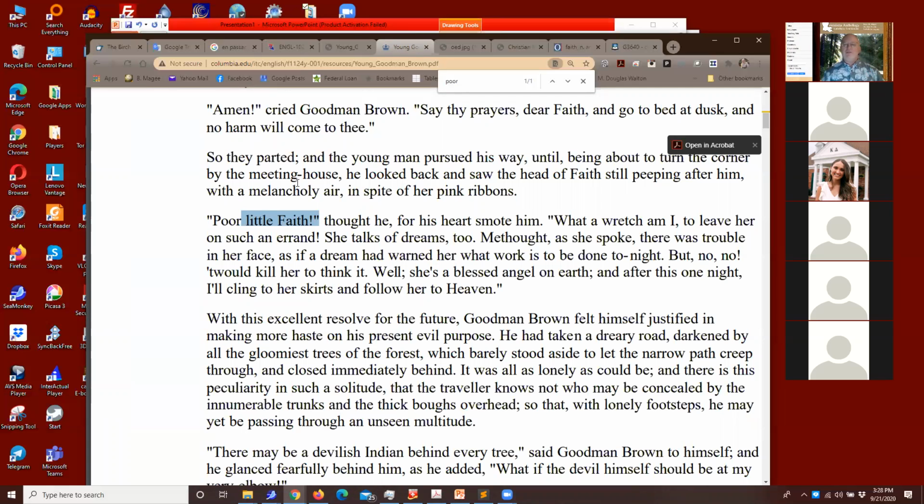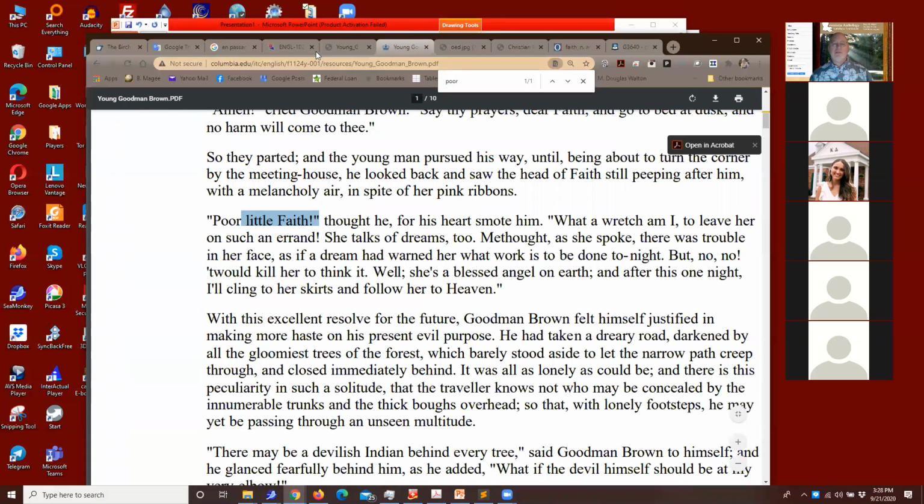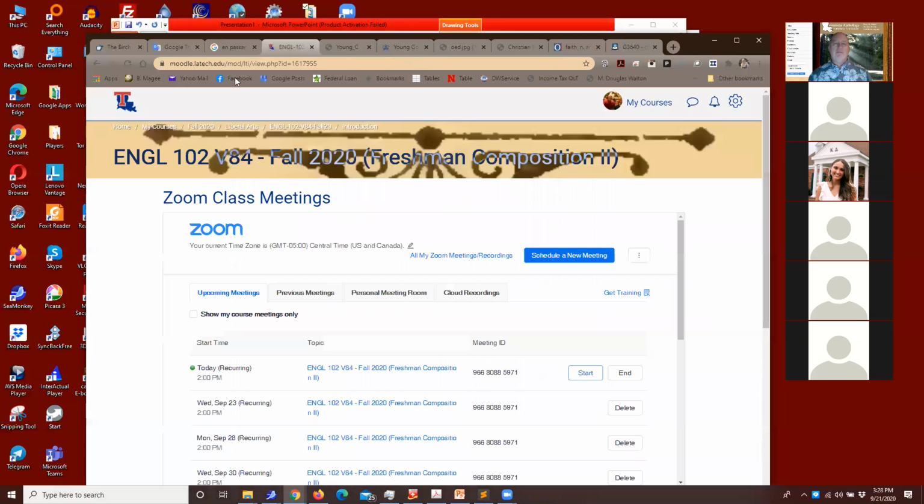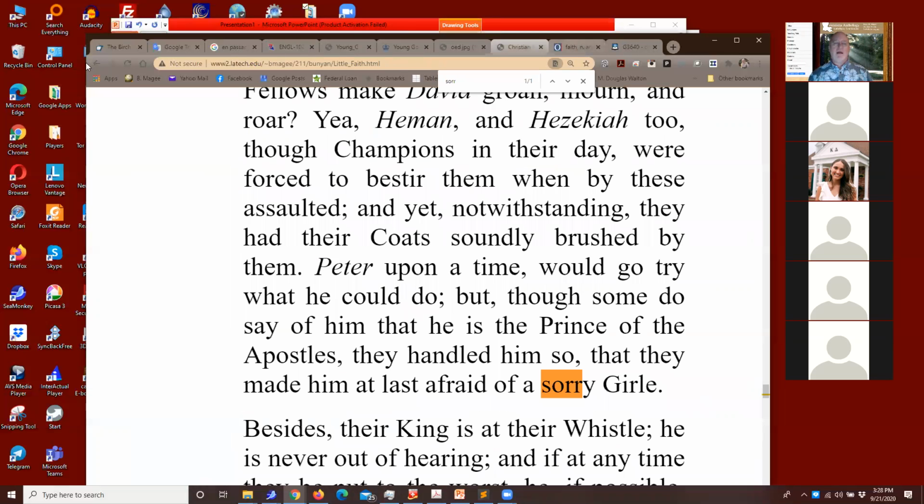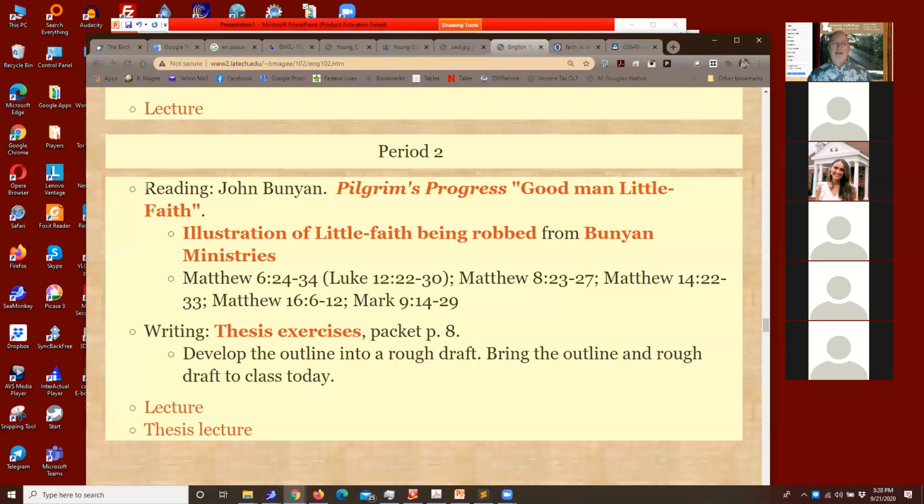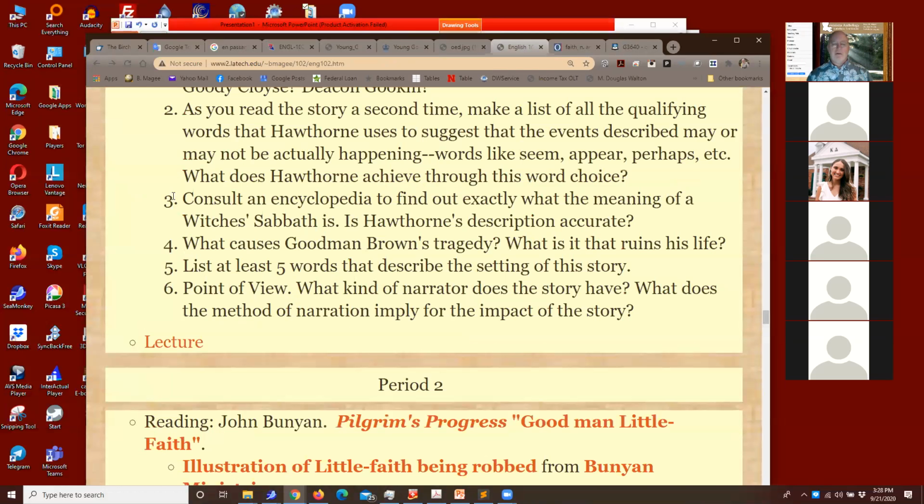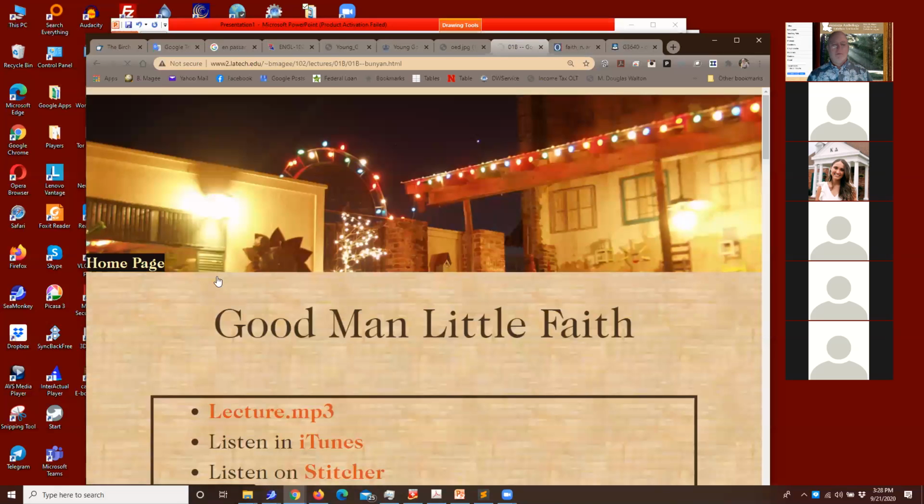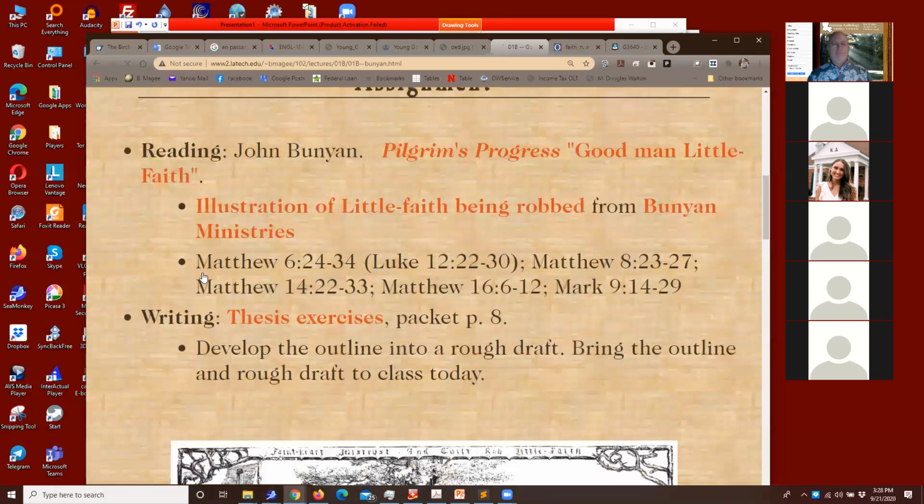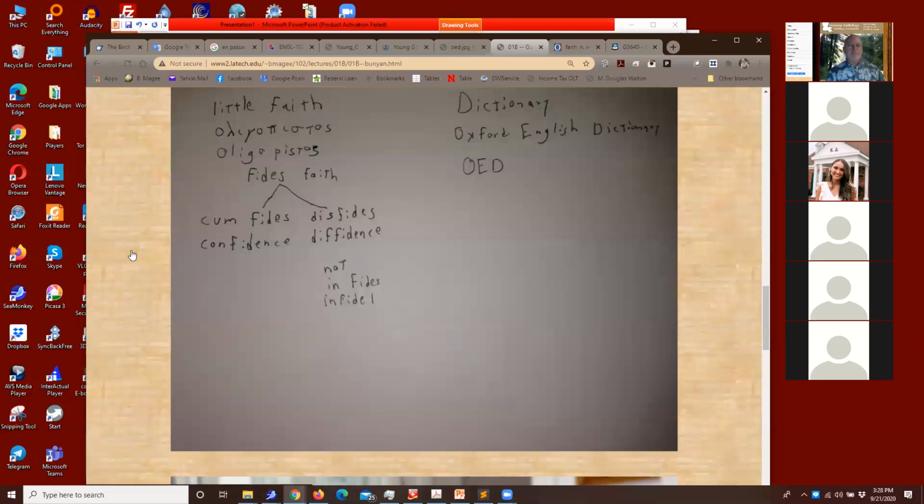Are they really Christian? Are they satanic worshipers? And they start doubting each other and killing each other. Okay, any questions about the reading for today? Let's talk a little bit about how we can work that into a paper. Here we go. Here it is. Oligopistos.